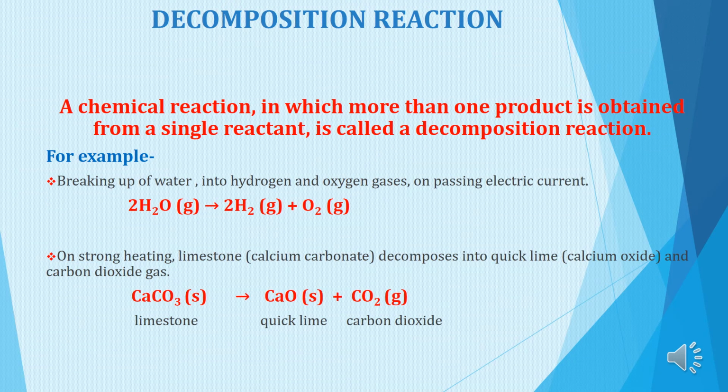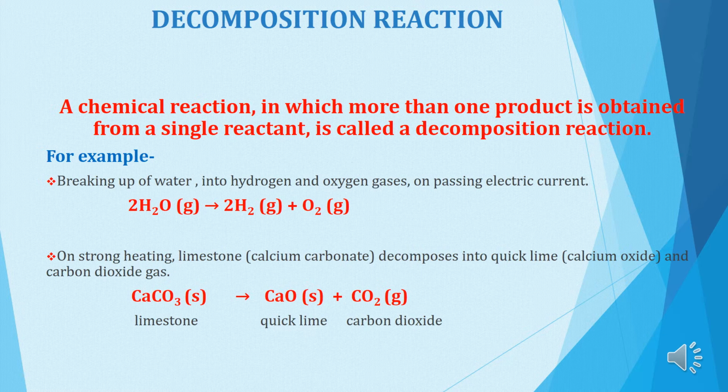Now let's talk about the second type of reaction, that is called decomposition reaction. The word decomposition has come from the word decompose, which means to break. So a chemical reaction in which more than one product is obtained from a single reactant is called a decomposition reaction. As we can see in the example here, when we pass electric current through water, it dissociates to give hydrogen gas and oxygen gas.